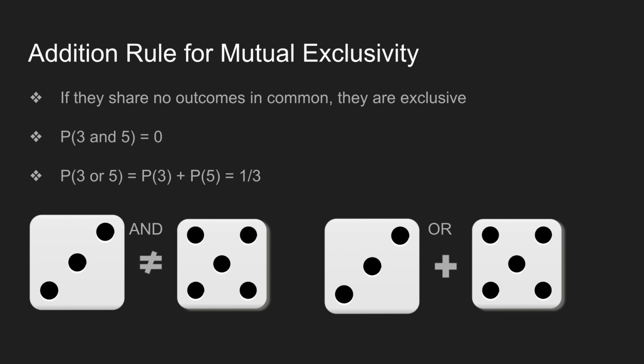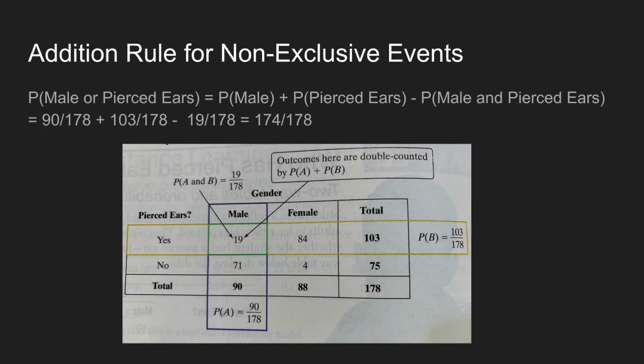For events that can occur together, we have to use a different addition rule. For example, if we have a two-way table diagramming males and females and whether or not they have pierced ears, and we want to find the probability that a randomly selected subject is male or has pierced ears, we need to look at the total probabilities and remove any double counting.